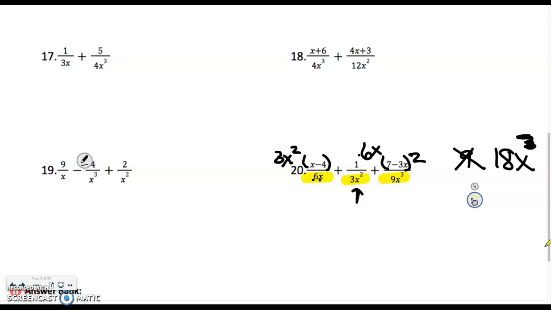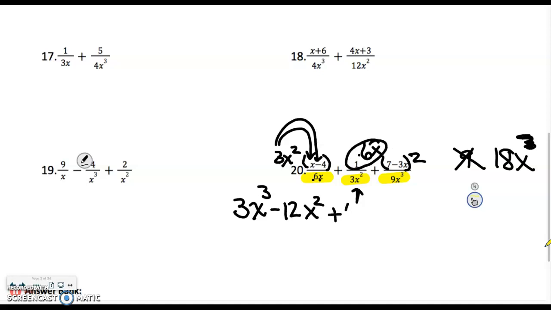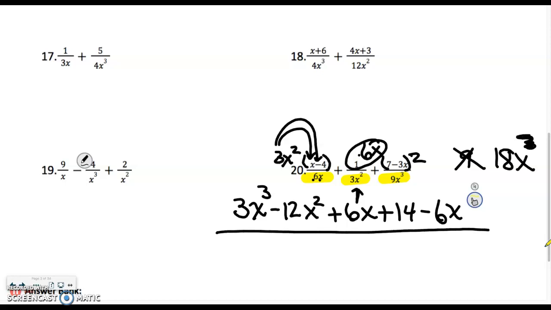All right, now we just go 3x squared times x to the first. Remember, that's a 3x to the third. That's going to make a minus 12x squared. And then in here, it's just 6x times 1, so plus 6x. And then at the end, 14 minus 6x. So you just keep the bottom, our LCD, and now we need to combine like terms, and we are done.